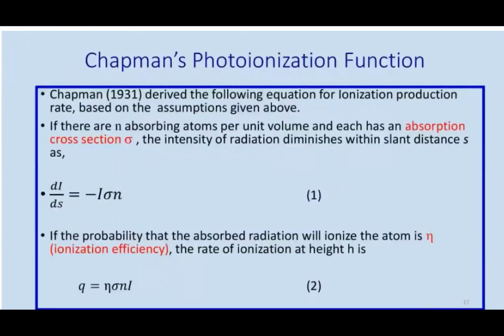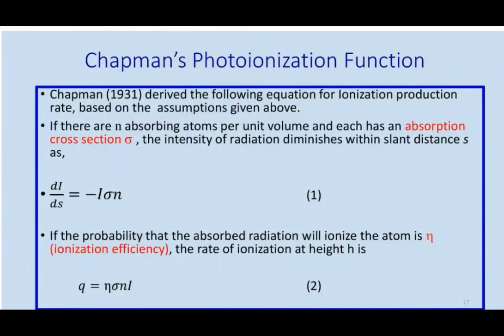When the radiation comes like this, its intensity diminishes at this rate, that is, dI by ds is equal to minus I. It will be proportional to the available intensity. It is proportional to the number n of the absorbing molecules. That proportionality constant is sigma, which is called the absorption cross section. So dI by ds is equal to minus I sigma n. The negative sign shows the intensity decreases as it comes closer to the earth.